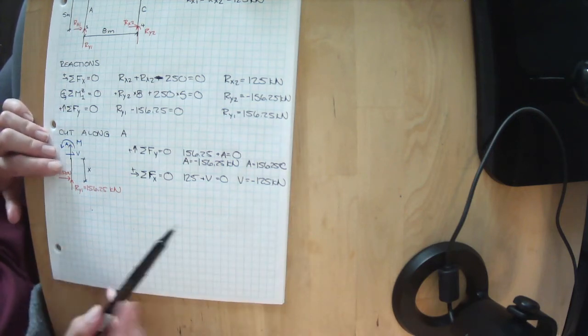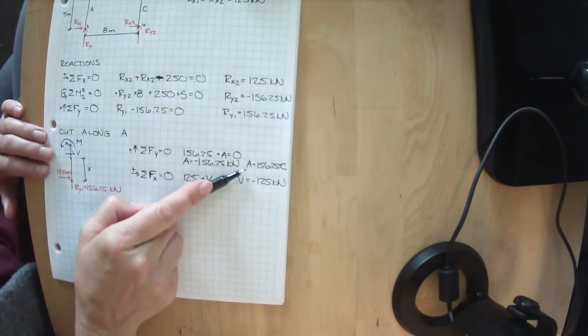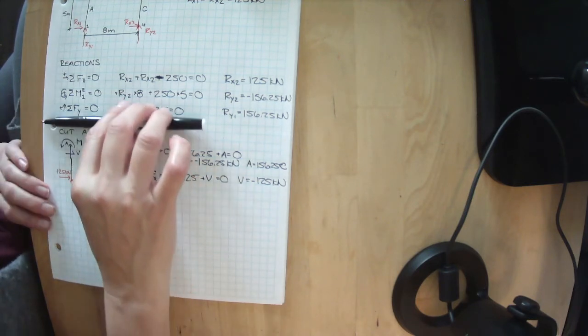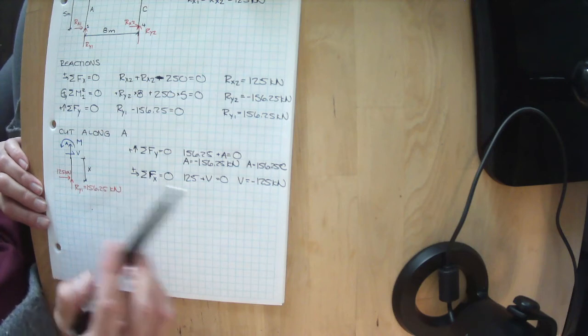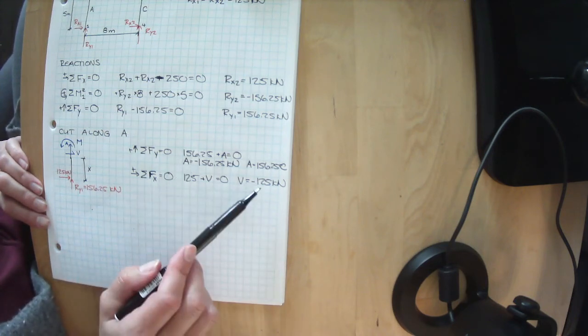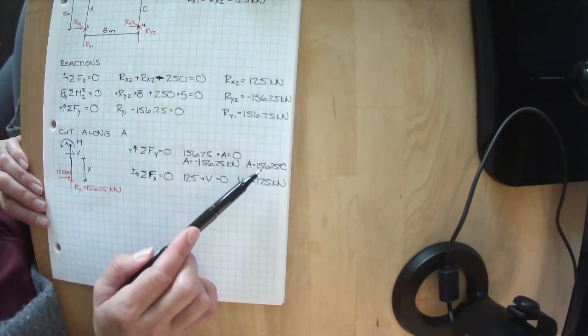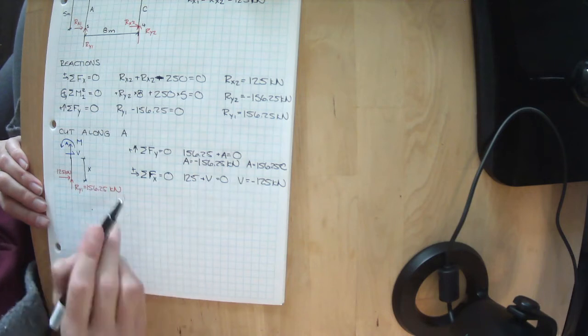So member A has an axial load and a shear in it, and it does not look to be dependent on where along the height of A it occurs. It is just an absolute value. Anywhere along A, the shear is 125 kilonewtons. Anywhere along A, it's 156.25 kilonewtons in compression.